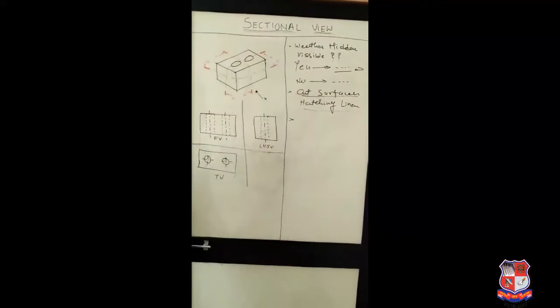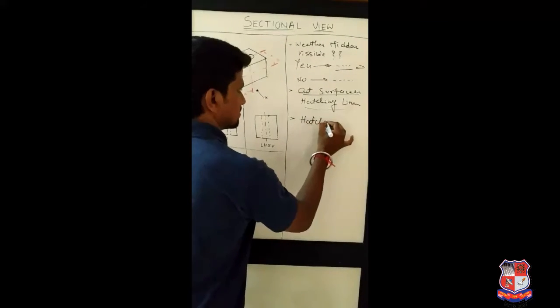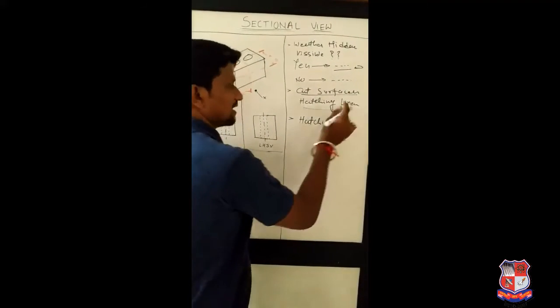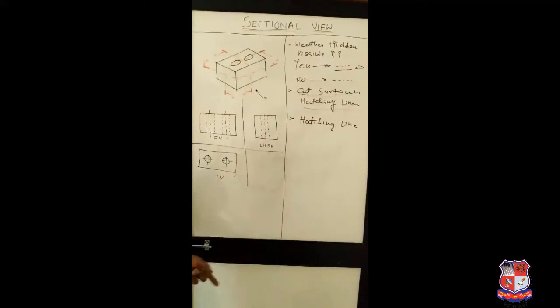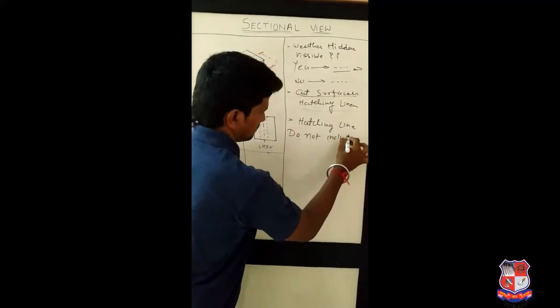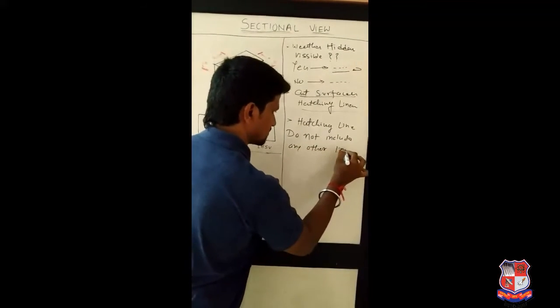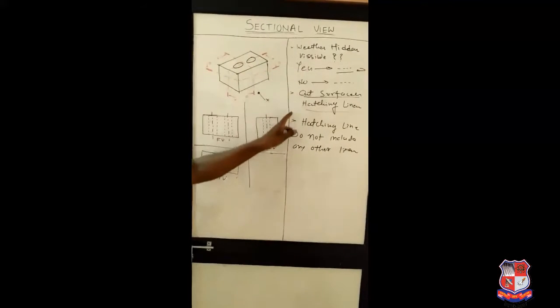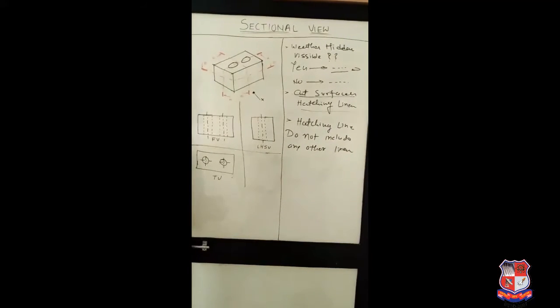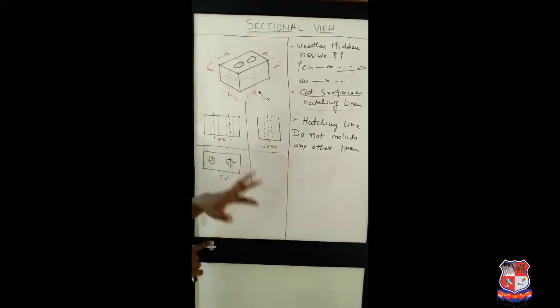Third change we need to make: in the hatching lines, that is in the cutting surface, do not include any other lines. So these three changes you need to make in the normal view to convert it into a sectional view.